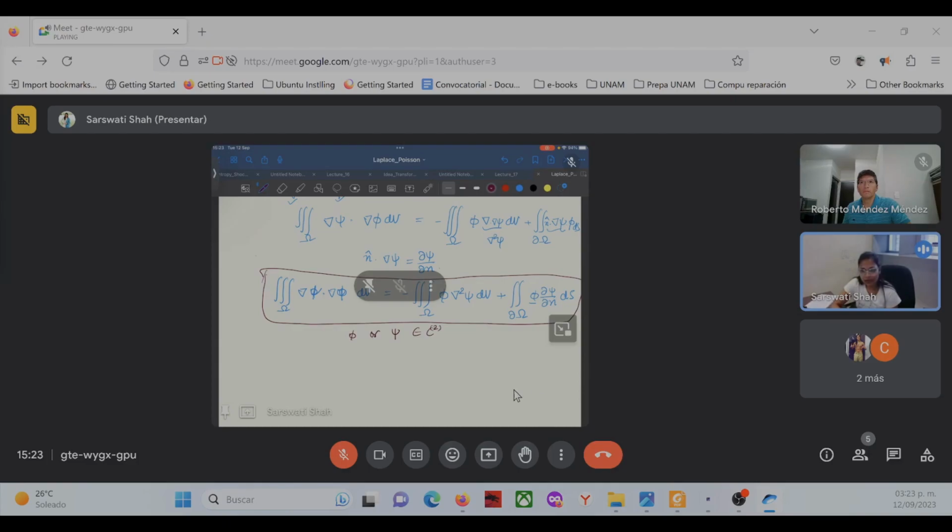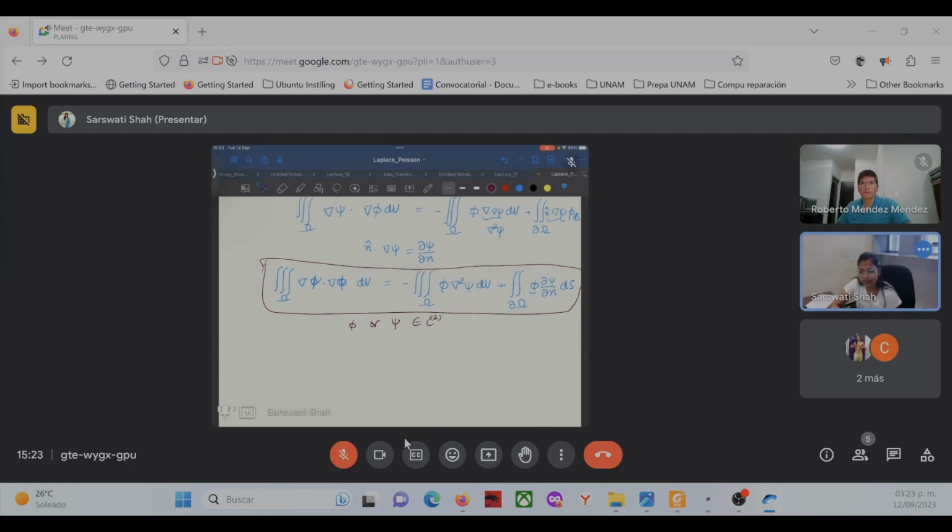If we interchange the role of phi and psi, this is also known as Green's first identity. Suppose this is equation number 2 that we obtained.